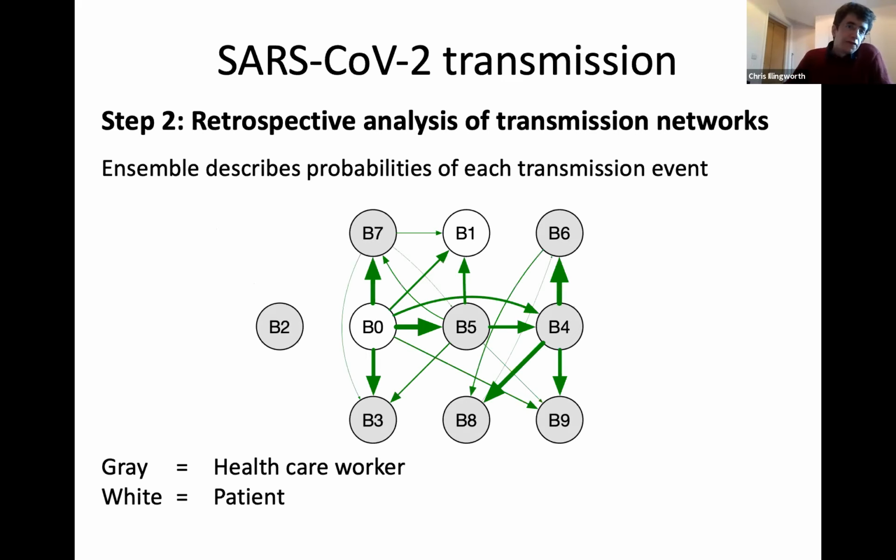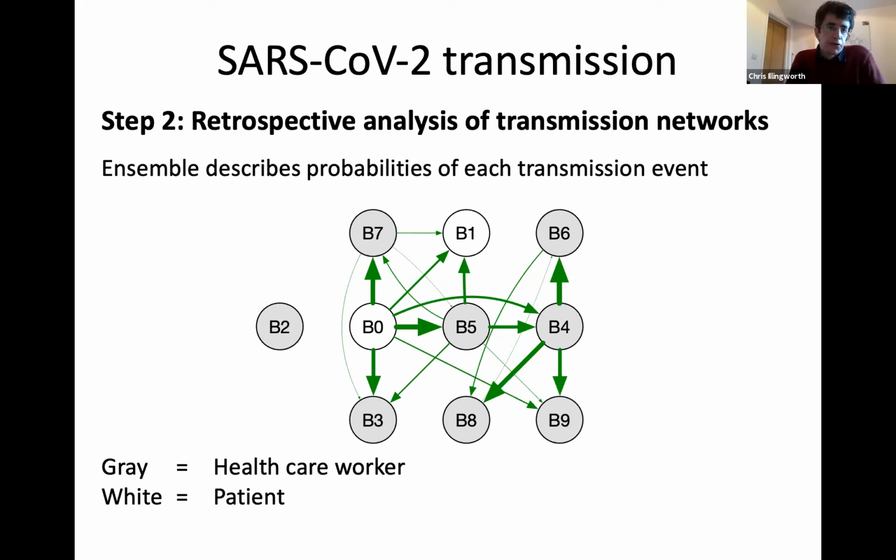So what we get out of this is these inferred networks. This is a network of individuals, 10 of them, and 9 of them seem to connect up through transmission. But you can see there's some uncertainty. So B0 almost certainly infected B5, B7, and B3, and then might have infected B1, but B5 might have infected B1 as well. So it's a stochastic network of transmission events.